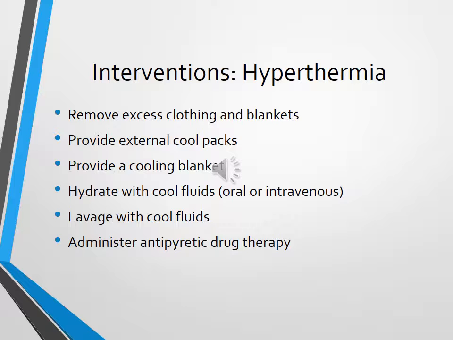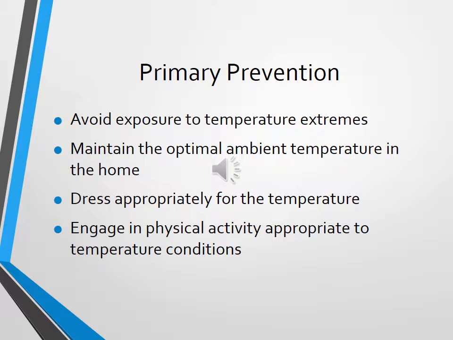More interventions. These are for hyperthermia. You want to remove excess clothing and blankets, provide external cool packs, give them a cooling blanket, hydrate with cool fluids, whether it's oral or intravenous, lavage with cool fluids, and give them an antipyretic drug. For primary prevention, you want to avoid exposure to extreme temps, maintain the optimal ambient temperature at home, dress appropriately, and engage in physical activity appropriate to the temperature conditions.